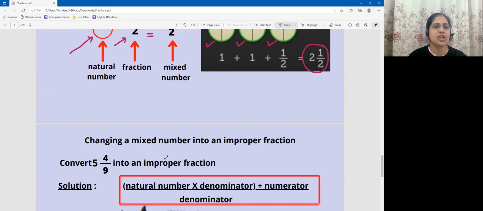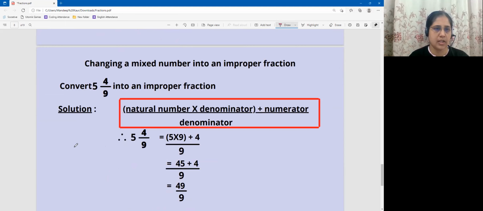Now let's learn how we can change a mixed fraction into an improper fraction. So let's say we are having an example, 5 4/9. So this is a mixed fraction. Now how can we convert it into an improper fraction? We already have learned in the previous slide that a mixed fraction is made up of a natural number and a proper fraction. So how are we going to convert it? We are going to multiply the natural number with the denominator, then add the numerator to it to form a new numerator. And then we are going to divide it by the same denominator.